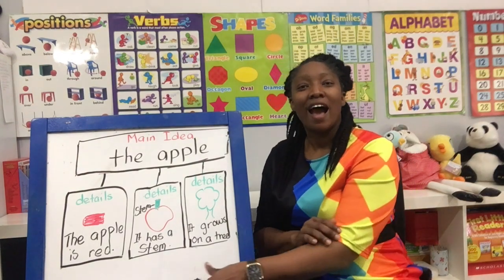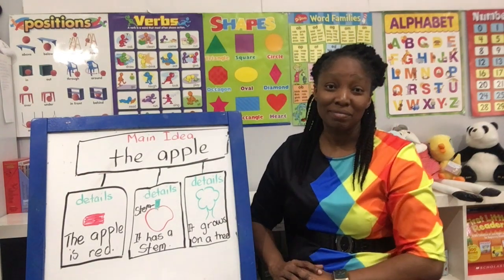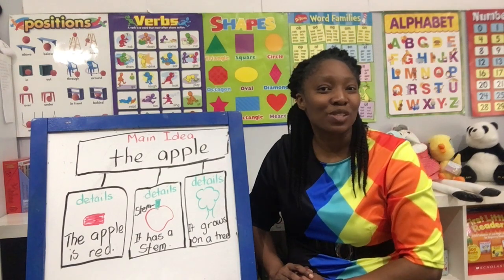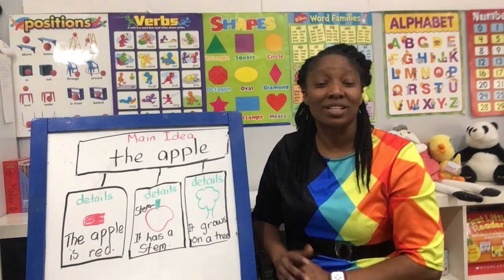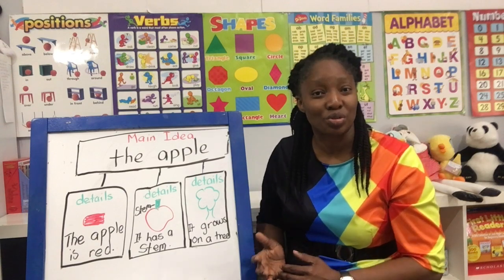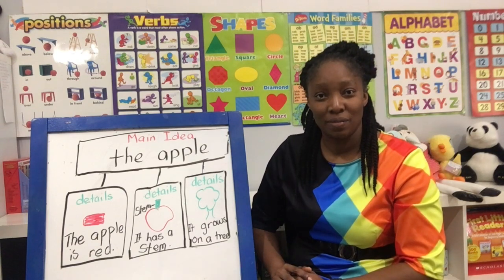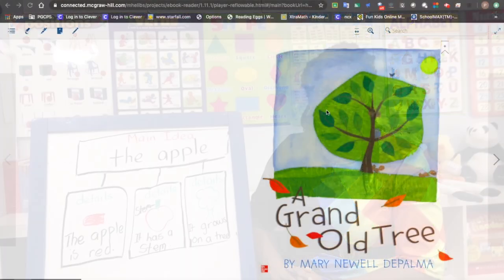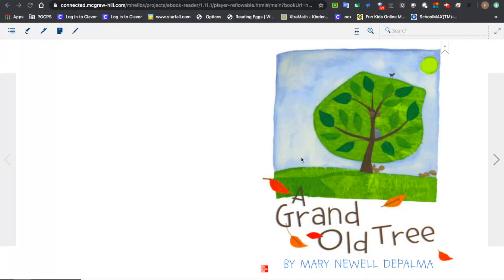Speaking of trees, I have a story for you today. And my story today tells about a tree. And it's going to give me a lot of details about this tree. The title of my story today is The Grand Old Tree by Mary Newell DePalma. When I look at the cover of a story, I see a tree, I see animals living on it. Kind of gives me an idea that this tree might be home to many animals, or maybe the animals will play in it. Let's listen.